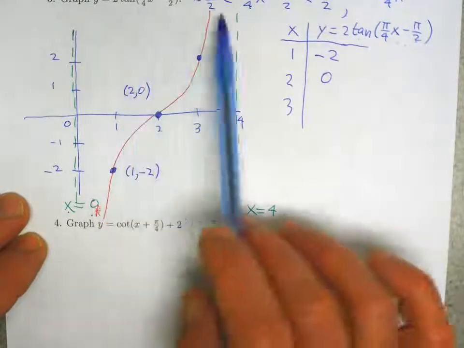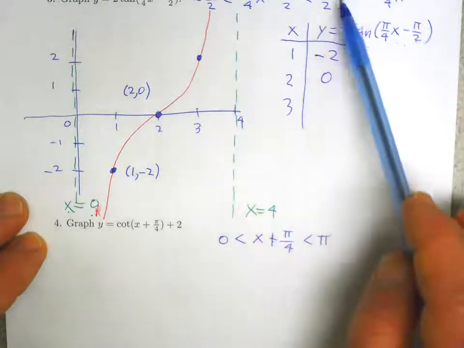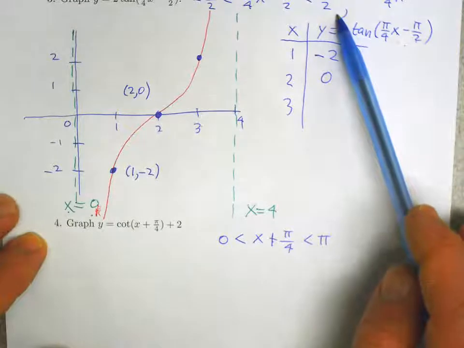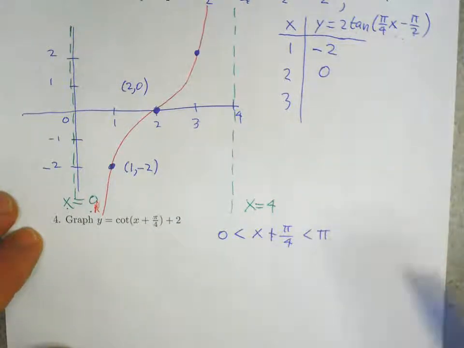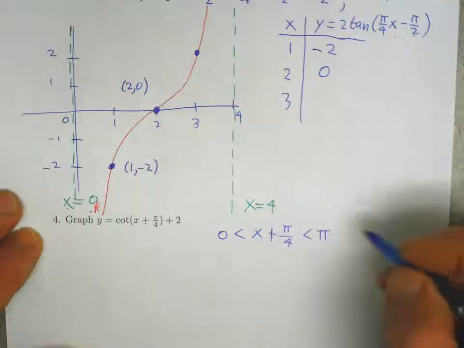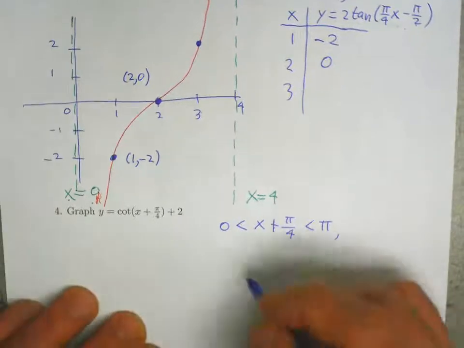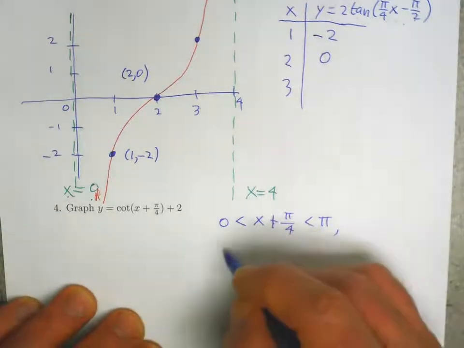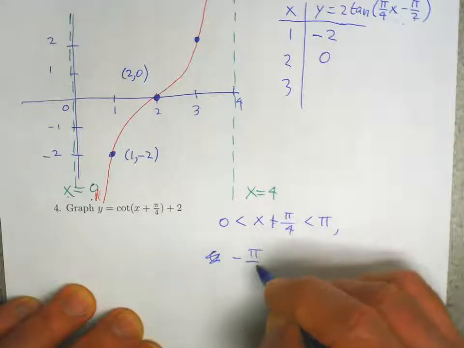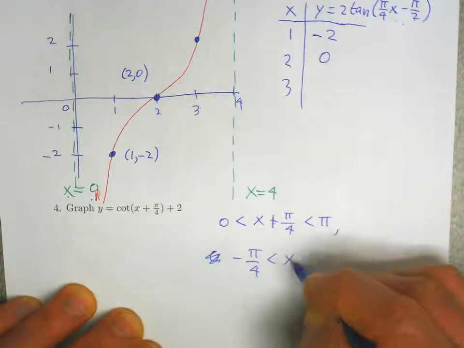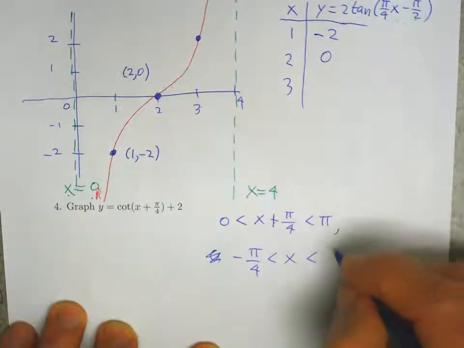So for tangent, we put the argument between negative pi over 2 and pi over 2. For cotangent, we put the argument between 0 and pi. So I'll just take this one step further, subtract pi over 4 from both sides. So we get negative pi over 4 is less than x. And then pi minus pi over 4 is 3 pi over 4.